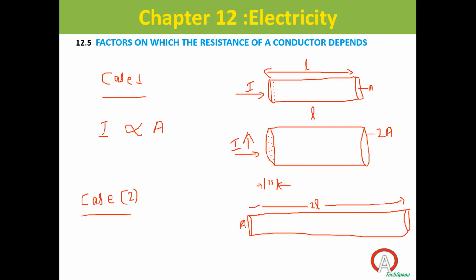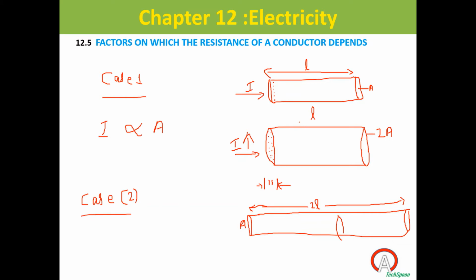So in this case, how the current will vary means just opposite to case 1. Here the current will decrease. How will it decrease? Since the length is increased, the current to reach this point will take more time, right? So the amount of charges passing through a particular cross section will be less than this.